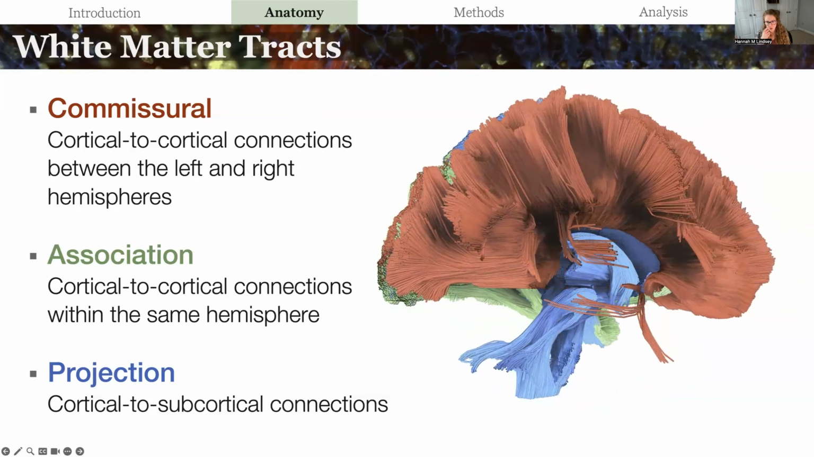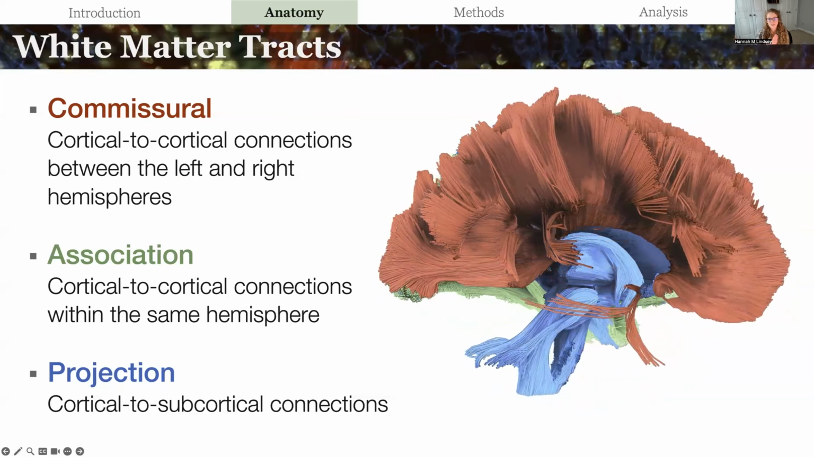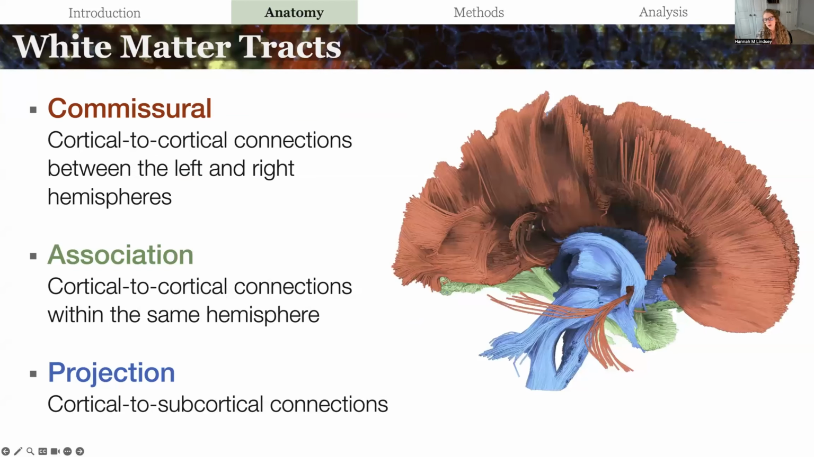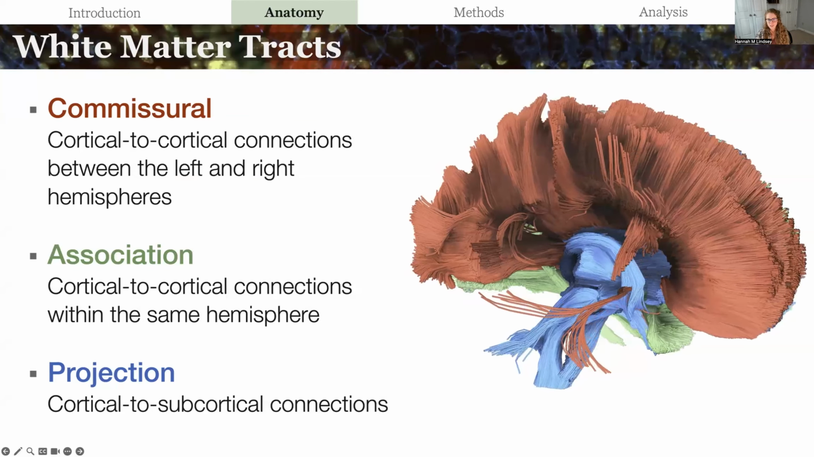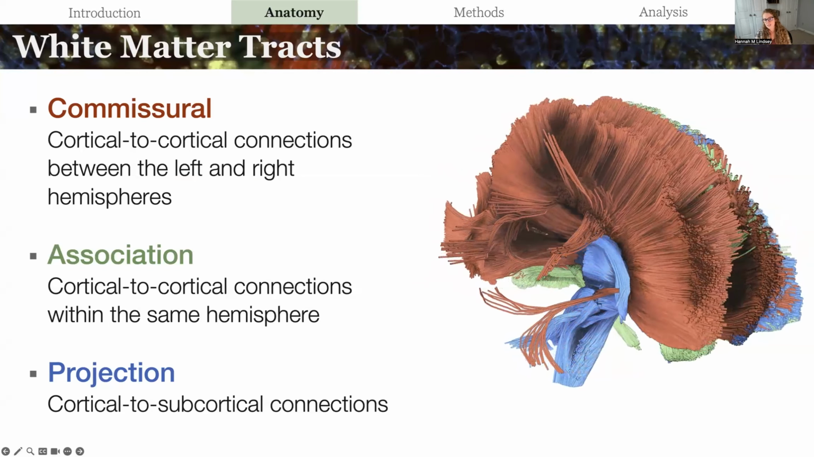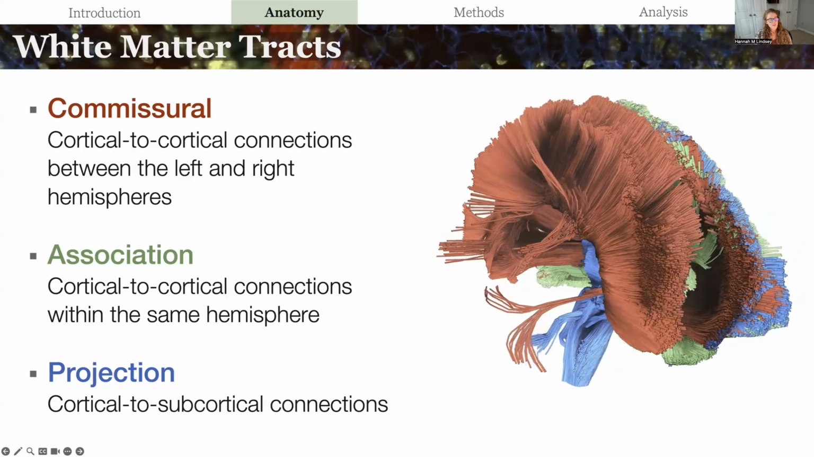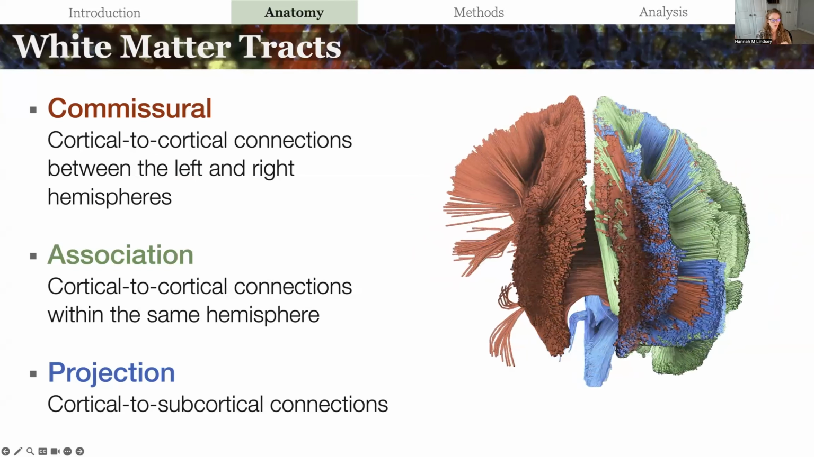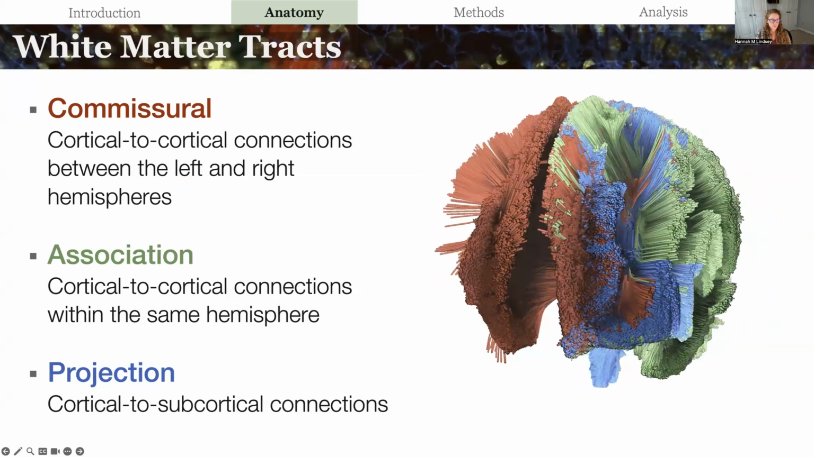Projection tracts connect the cortex to subcortical areas like the thalamus or brainstem or cerebellum, for example. And they're broadly involved in functions related to gross motor control and somatosensory processing and autonomic functions. In this image, just like the association tracts, the projection tracts are shown only in the left hemisphere, and they are in blue.